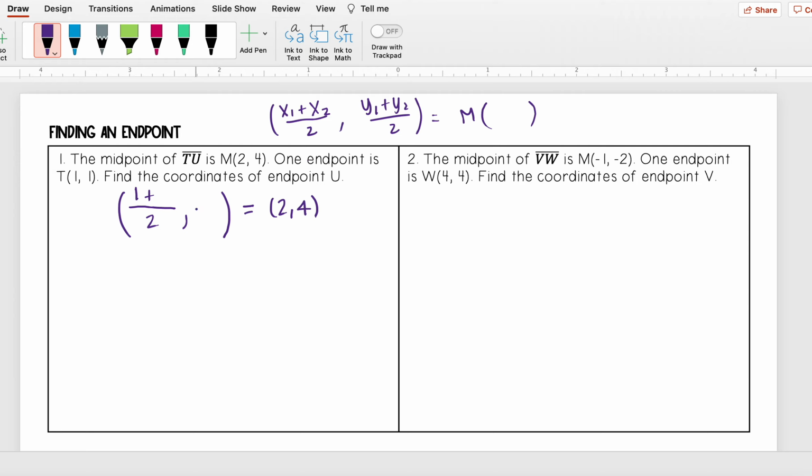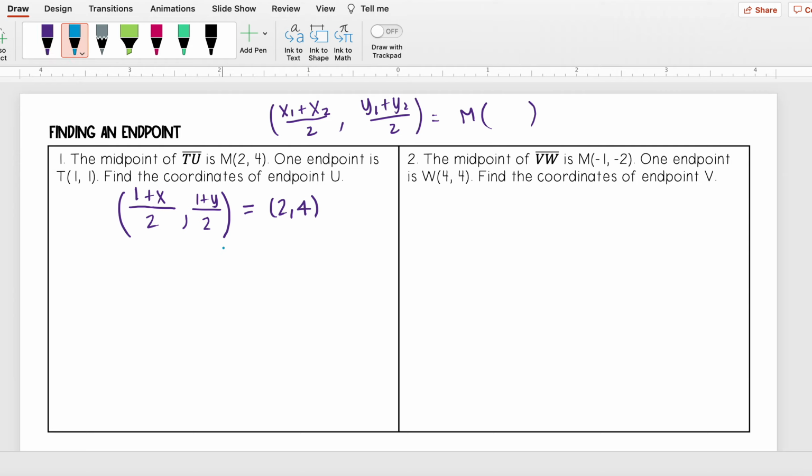And then same thing with y: 1 plus, over 2. But I don't know my other endpoint, and since I don't know it, I'm just going to leave my variables in. So I can have 1 plus x and 1 plus y. Looking at this, my first coordinate, 1 plus x over 2, is going to equal 2, because that's the x coordinate of my midpoint. And then 1 plus y over 2 is going to equal 4.